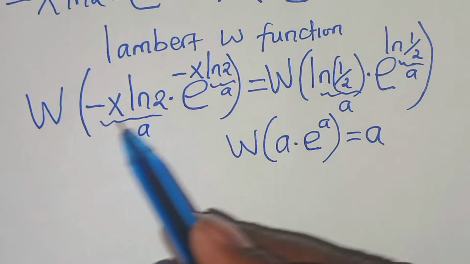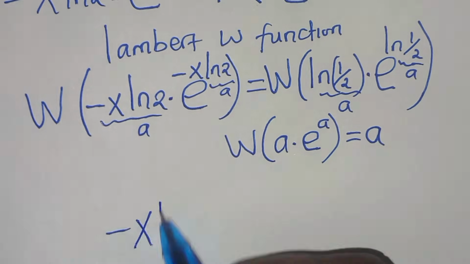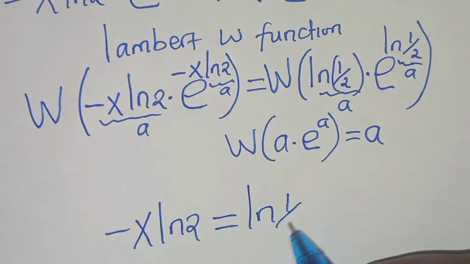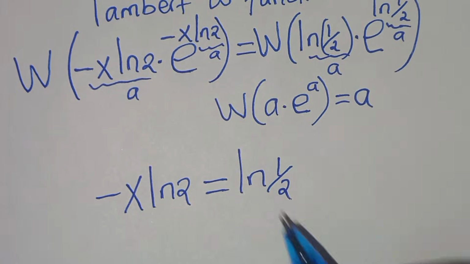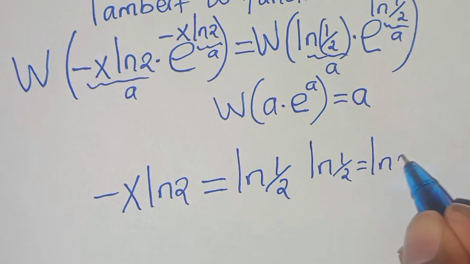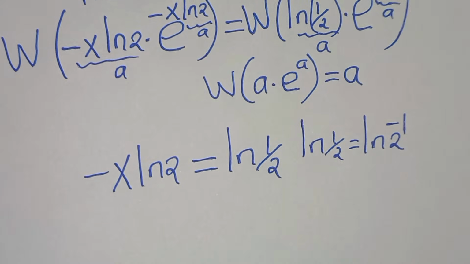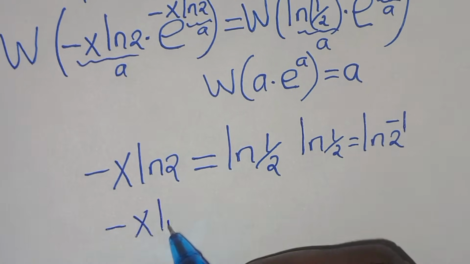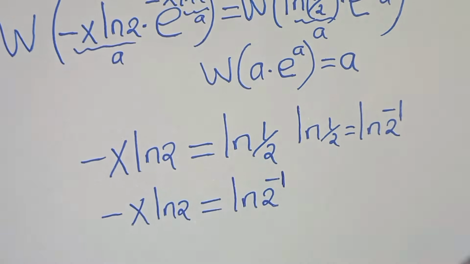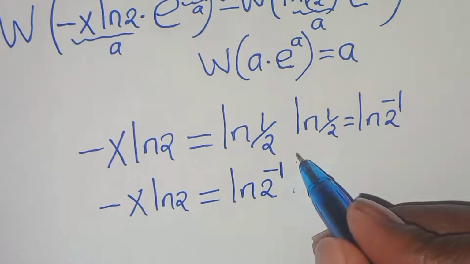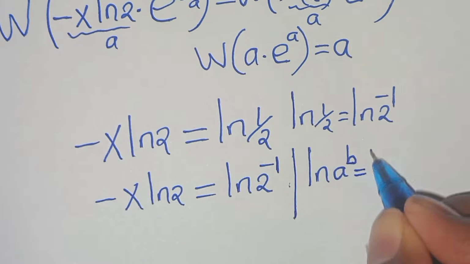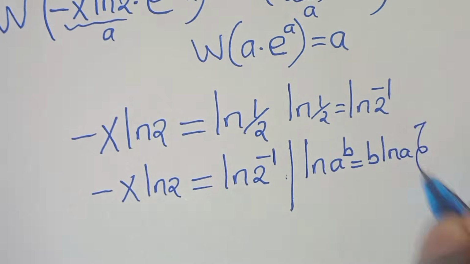So we have on the left hand side minus x ln of 2. This is equal to ln of a half. Ln of a half, this is the same thing as ln of 2 to the power of minus 1. So we have minus x ln of 2 equal to ln of 2 to the power of minus 1. Now, if we have ln of a to the power of b, this can be expressed as b ln of a.